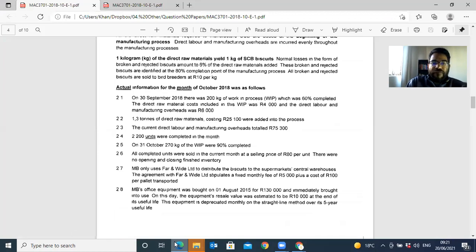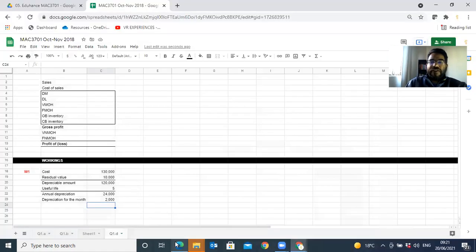So remember, that is office equipment. Office equipment is not part of the manufacturing process. So this depreciation is a fixed cost. The question is, what type of fixed cost? Is it a manufacturing fixed cost or a non-manufacturing fixed cost?